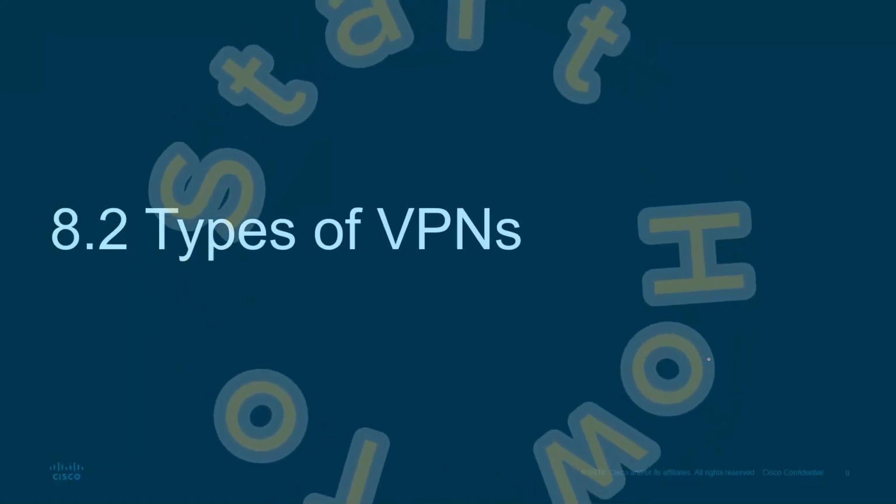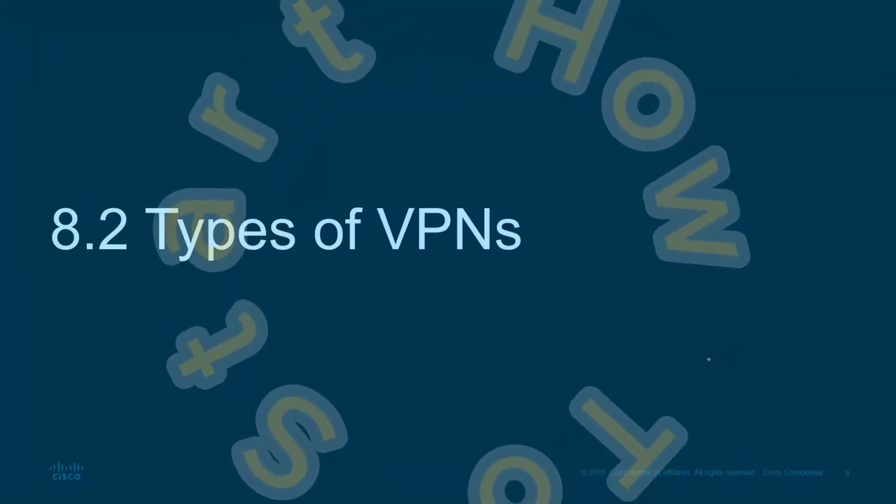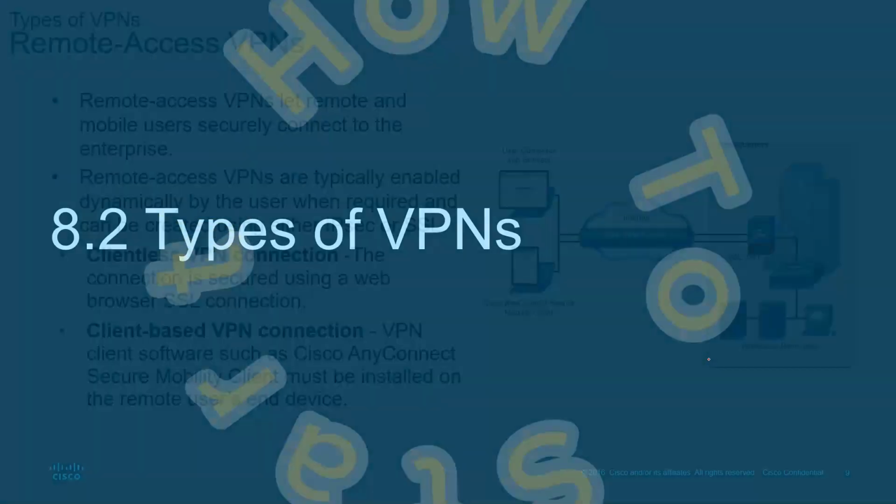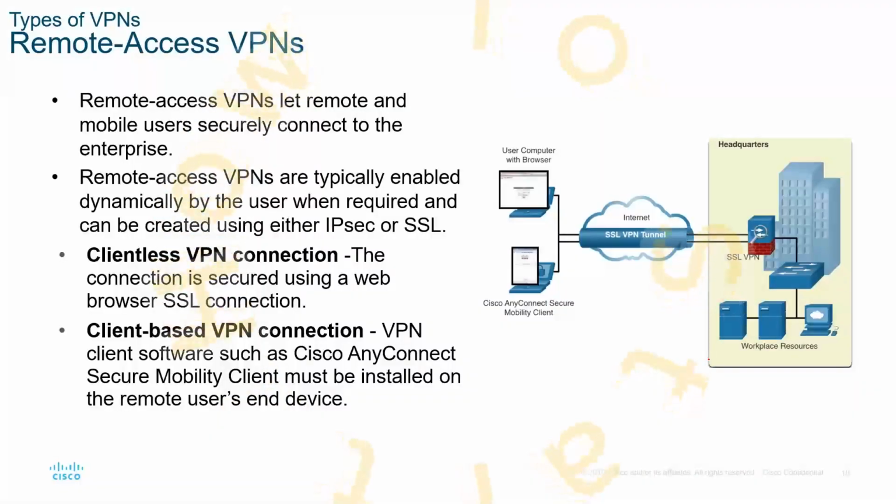So types of VPNs. Again, the VPN is WAN independent. Clientless or client-based. A clientless VPN connection will allow the connection and securing using a web browser. A client-based, you'll have to have the software installed on your device, and the software will call out through the gateway and then build the tunnel that way. Both of these can use an SSL connection or an IPsec connection.